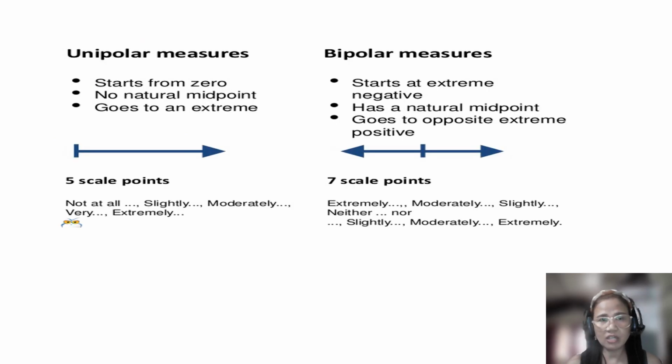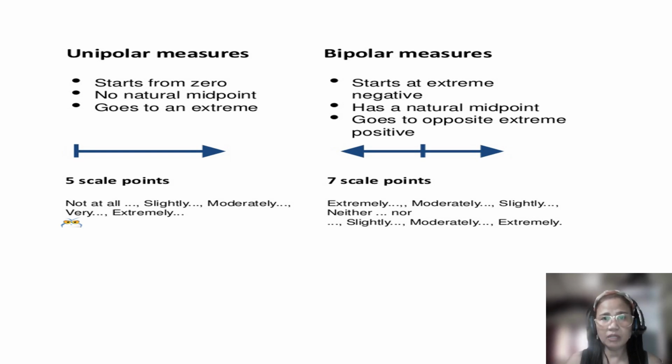So let us differentiate unipolar measures and bipolar measures through this example. Unipolar measures start from 0, have no natural midpoint, and go to an extreme. So what are the choices you can make when making a Likert scale type of questionnaire? You can make use of the following examples: not at all, slightly, moderately, very, extremely. So there are 5 choices. All you need to do is to arrange them.